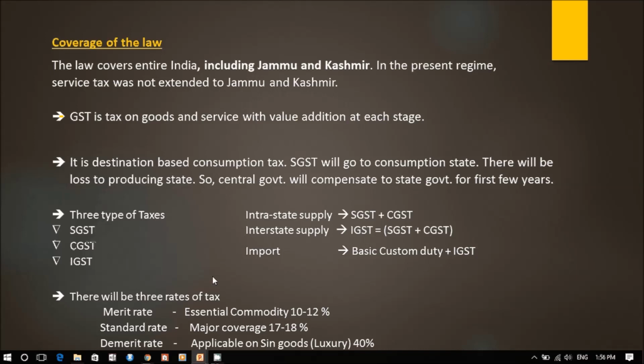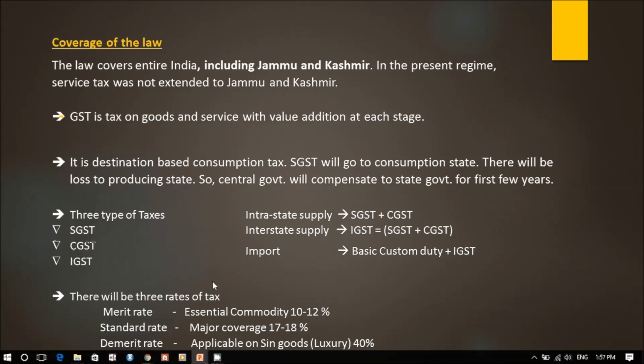In case of import, basic custom duty plus integrated goods and service tax would be charged. As I said earlier, basic custom duty will not be subsumed under the GST currently. It may happen in the next few years.